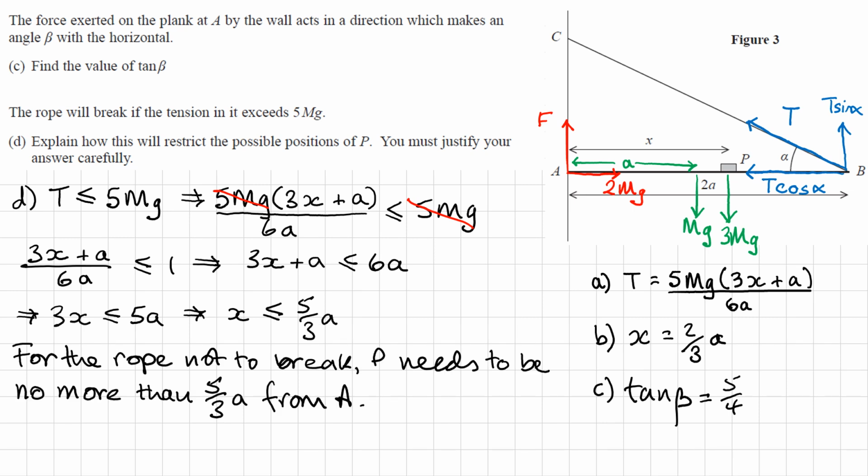So I'll put my conclusion in words. For the rope not to break, P needs to be no more than a distance of 5 over 3 a from A.